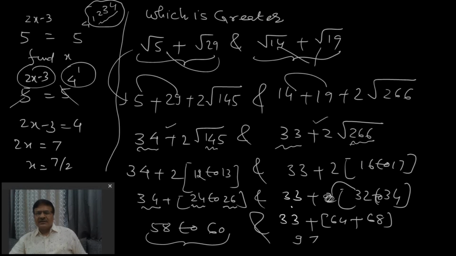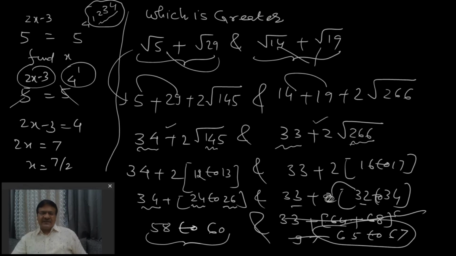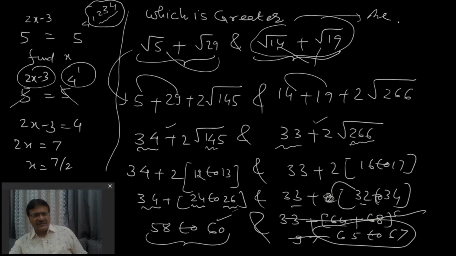Okay, so 33 plus minimum 32, that is 65, sorry. 65 to 67. Is that clear? So whatever is the value in this range, it will be definitely more than that, because that minimum is also higher than the maximum of that. So definitely here this one is greater, root 14 plus root 19. That is my answer. Is that clear?